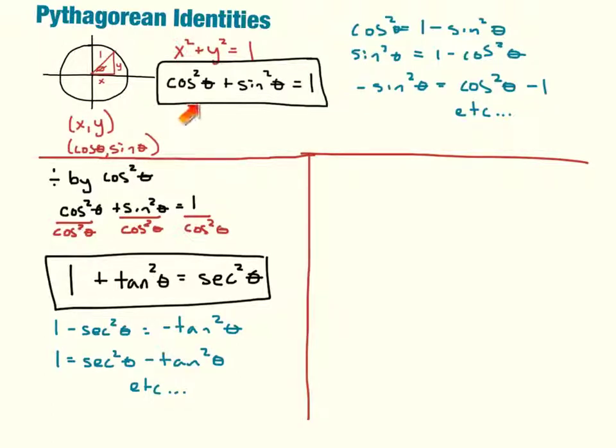Okay, now let's go back to this identity and divide them all by sine squared theta. So cosine squared theta plus sine squared theta equals 1, and divide them all by sine squared theta.